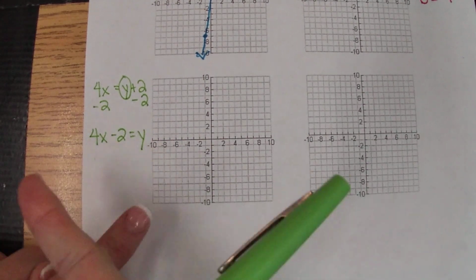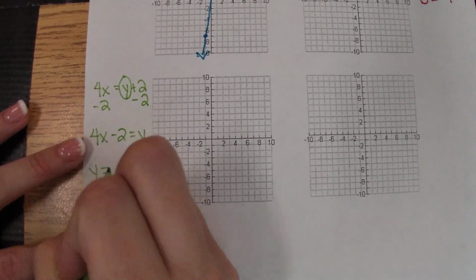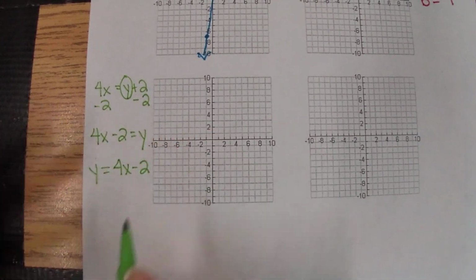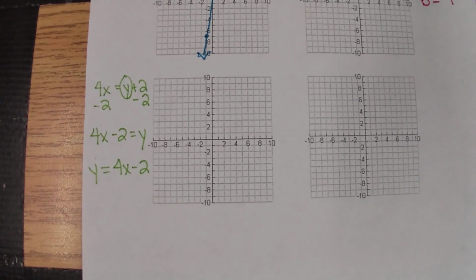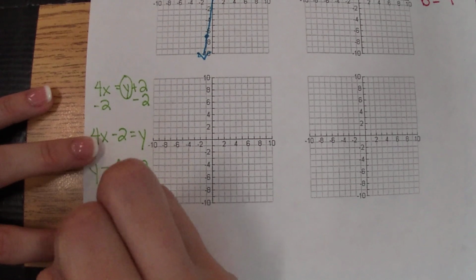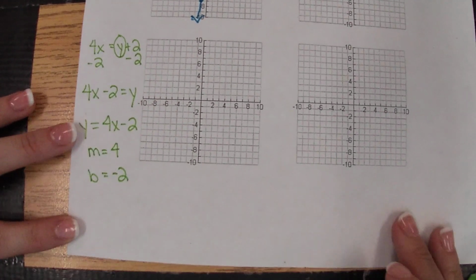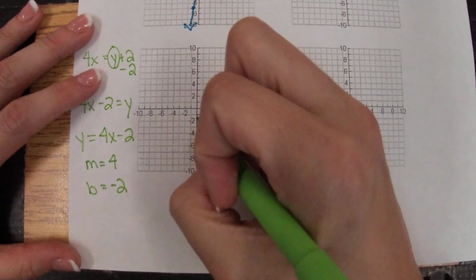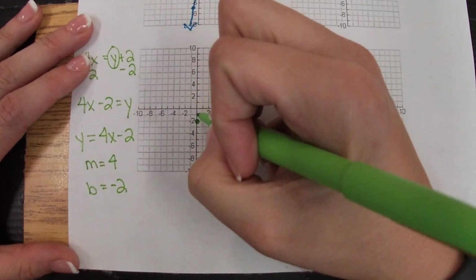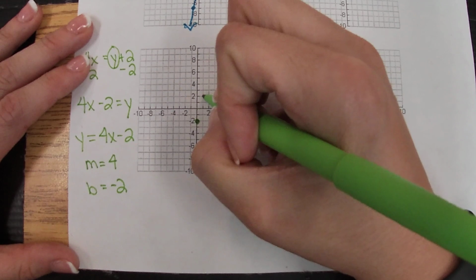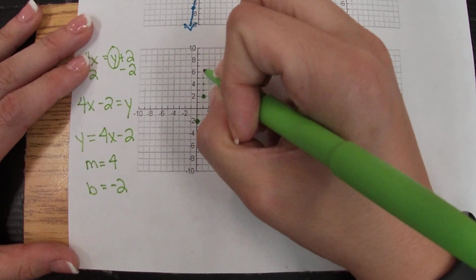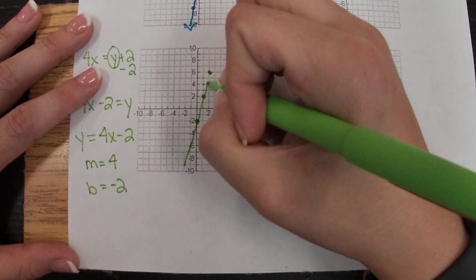Now, I kind of have those flip-flopped, right? But this is the same thing as saying y equals 4x minus 2. Okay, so my m is going to be 4. My b is negative 2. So I'm going to start at negative 2. Up 4. Up 4. And there is my line.